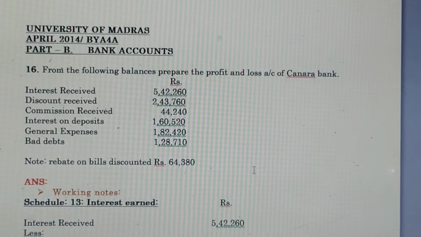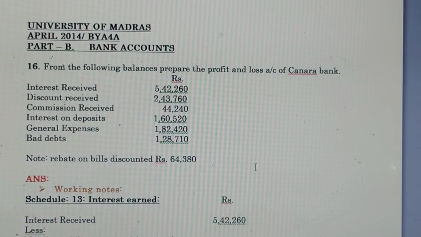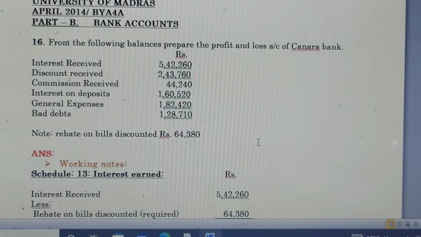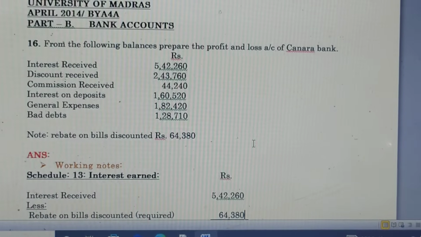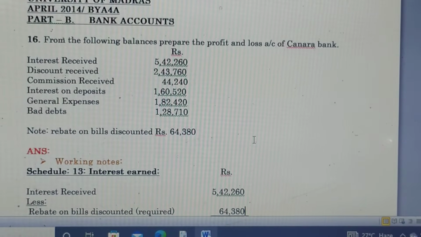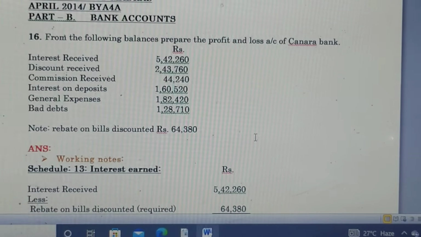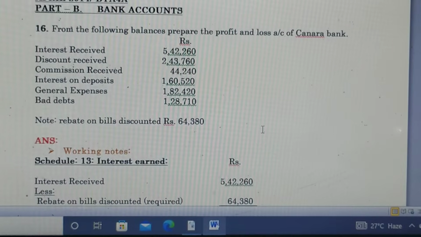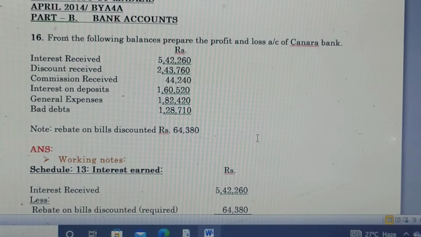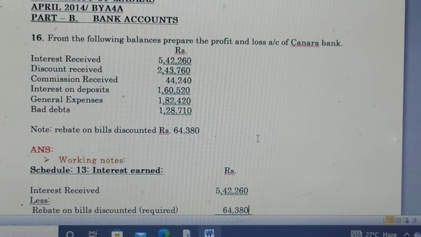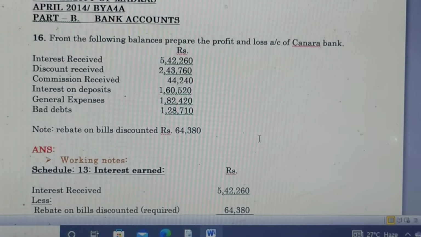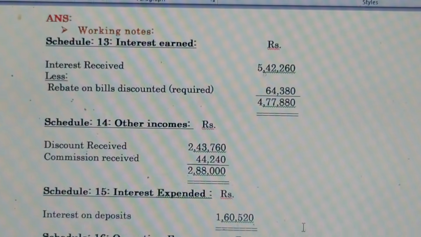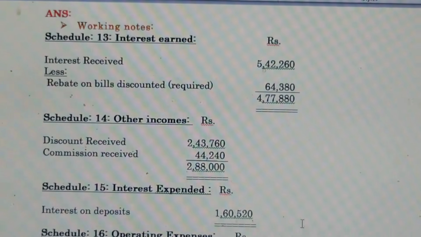From the following balances, prepare the profit and loss account of Canara Bank. Interest received rupees 5,42,260, discount received 2,43,760, commission received 44,240, interest on deposits rupees 1,60,520, general expenses rupees 1,82,420, bad debts 1,28,710, rebate on bills discounted rupees 64,380. Based on this information, we have to prepare the working notes for preparing the profit and loss account of a bank.